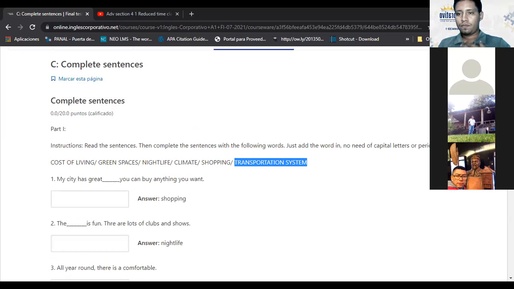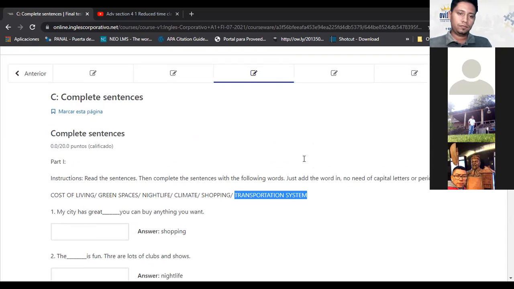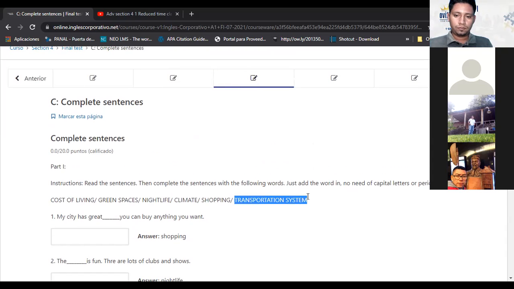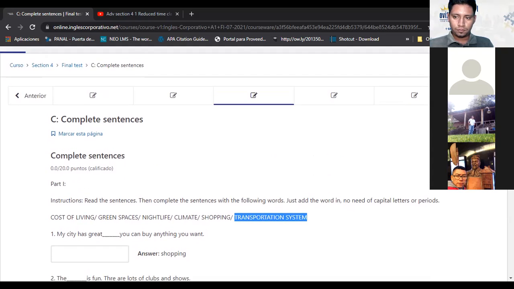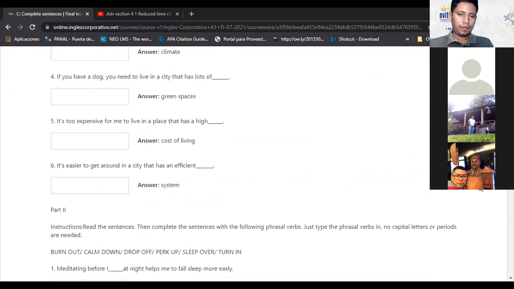Okay, let me check, because I wrote system and it didn't count as good. Okay, system without the period. Without period. Yeah, because the period is in the sentence. So for that reason, yes.